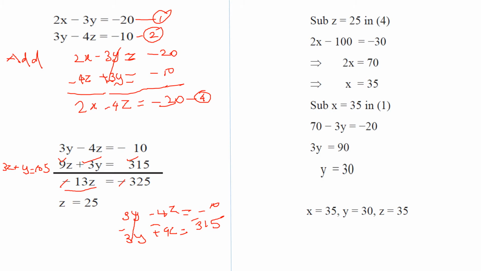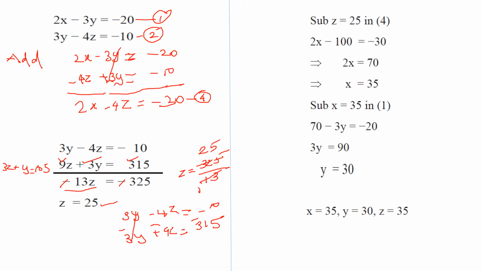So z equal to 325 by 13. So 13 twos are 26, minus 65, 13 fives are 65. So z equal to 25.